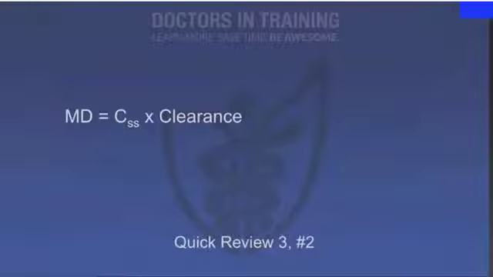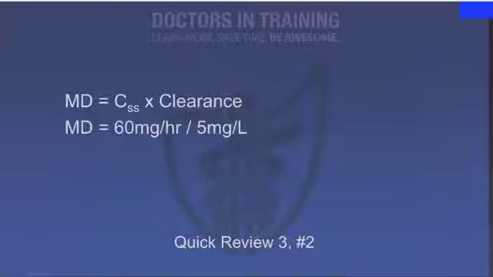So you need the equation of maintenance dose is equal to concentration at steady state times your clearance. You can rearrange that equation for clearance is equal to maintenance dose divided by the concentration at steady state. So your maintenance dose here is 60 milligrams per hour. Your concentration at steady state, or your plasma concentration, is 5 milligrams per liter. So you divide that, you get 12 liters per hour is the clearance here.